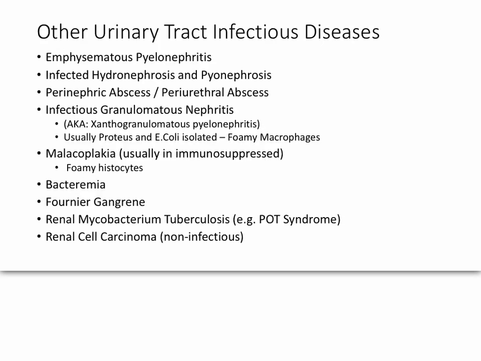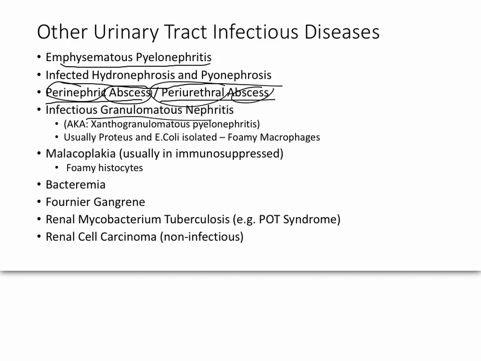Okay, the last thing before I go into empirical treatment, I'm going to talk about other infections that I haven't really classified well that are part of the urinary tract. So you have emphysematous pyelonephritis, which is still pyelonephritis, just different. You have infected hydronephrosis and pyonephrosis, perinephric abscesses, periurethral abscesses. So just like they sound, an abscess that is on the kidney, an abscess that's on the urethra.